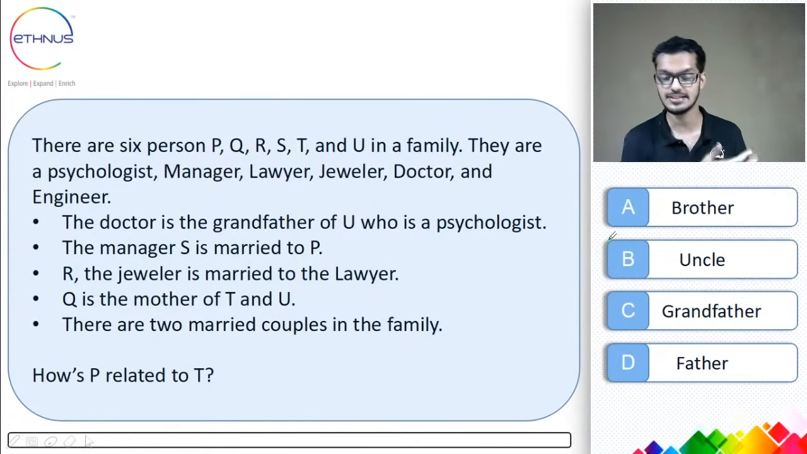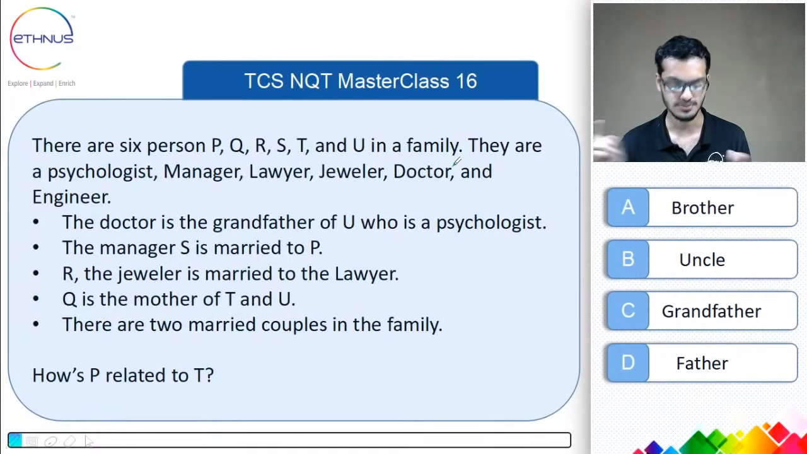Okay, the doctor is the grandfather of U, who is a psychologist. The manager S is married to P. R, the jeweler, is married to the lawyer. Q is the mother of T and U. There are 2 married couples in the family. And one more thing, there are only 6 people, that is P, Q, R, S, T and U. Okay, that is fixed. So how is P related to T? That's the question. And your time starts now. So the timer has already started. So try to get the answer within 2 minutes for this question.